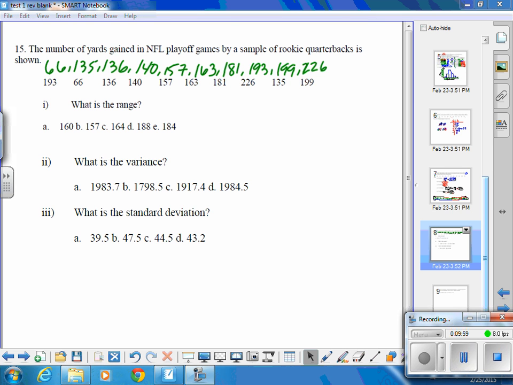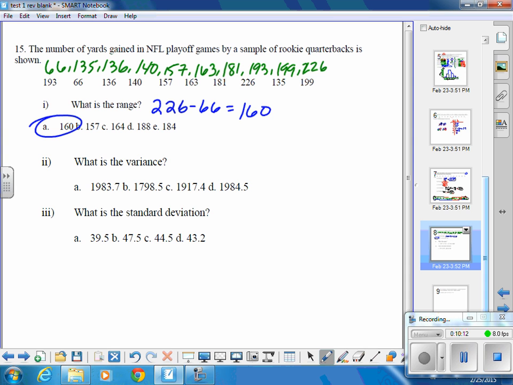So I see my range, my highest is 226, and my lowest is 66, so 226 minus 66. This ends up giving me 160, so my answer is A. Now the next one is asking for the variance and standard deviation.